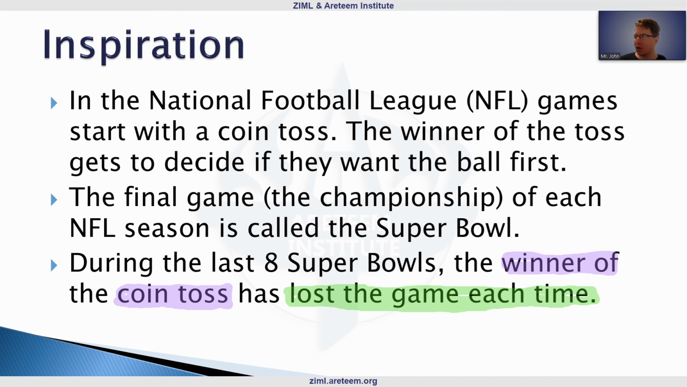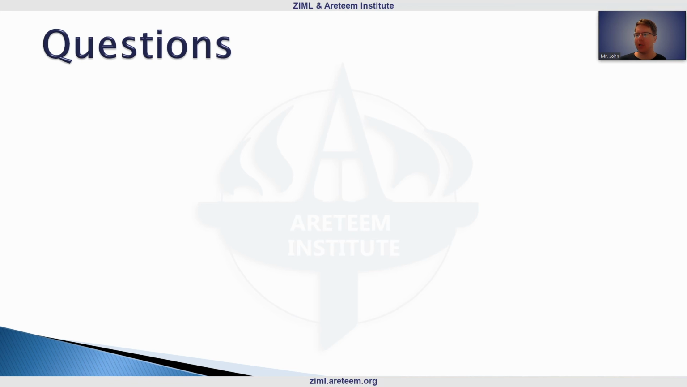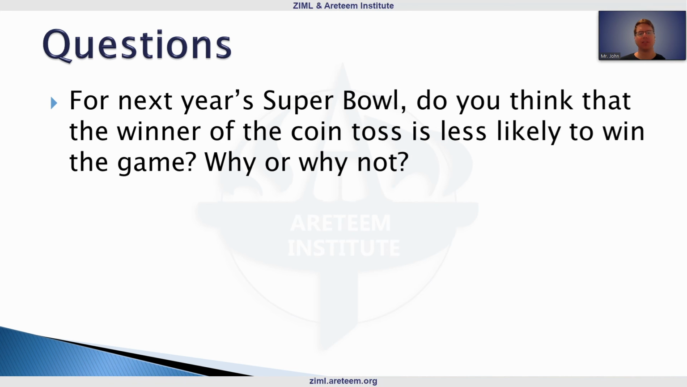So, getting into our questions to think about for next week, and we will expand on this a little bit more. Here we have an example of a definite correlation, and you might want to think about causation there a little bit. But our question is, starting with the Super Bowl, for next year's Super Bowl, do you think that the winner of the coin toss is less likely to win the game? Remember, over the last 8 years, the winner of the coin toss has lost every single game. And justify or think about some of these correlation and causation things when you're making this prediction.